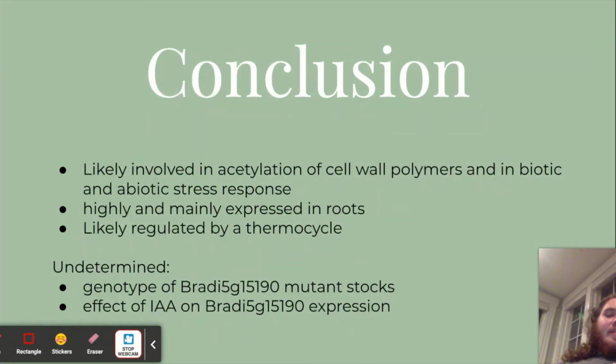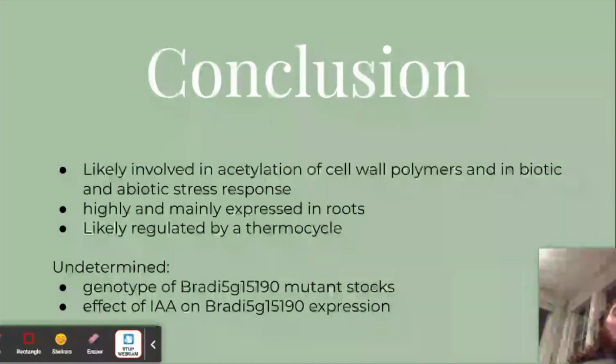All right, so just in conclusion, what we can say with decent confidence about our gene, based on the domains it contains and its most closely related genes and proteins, is that it's likely involved in the acetylation of certain cell wall polymers. We can't say with much certainty what polymers those are, but in turn, that influences the response of the plant to biotic and abiotic stress. And we know for certain that it is almost exclusively expressed in the roots. And it also seems fairly likely that its expression is regulated by a thermocycle.